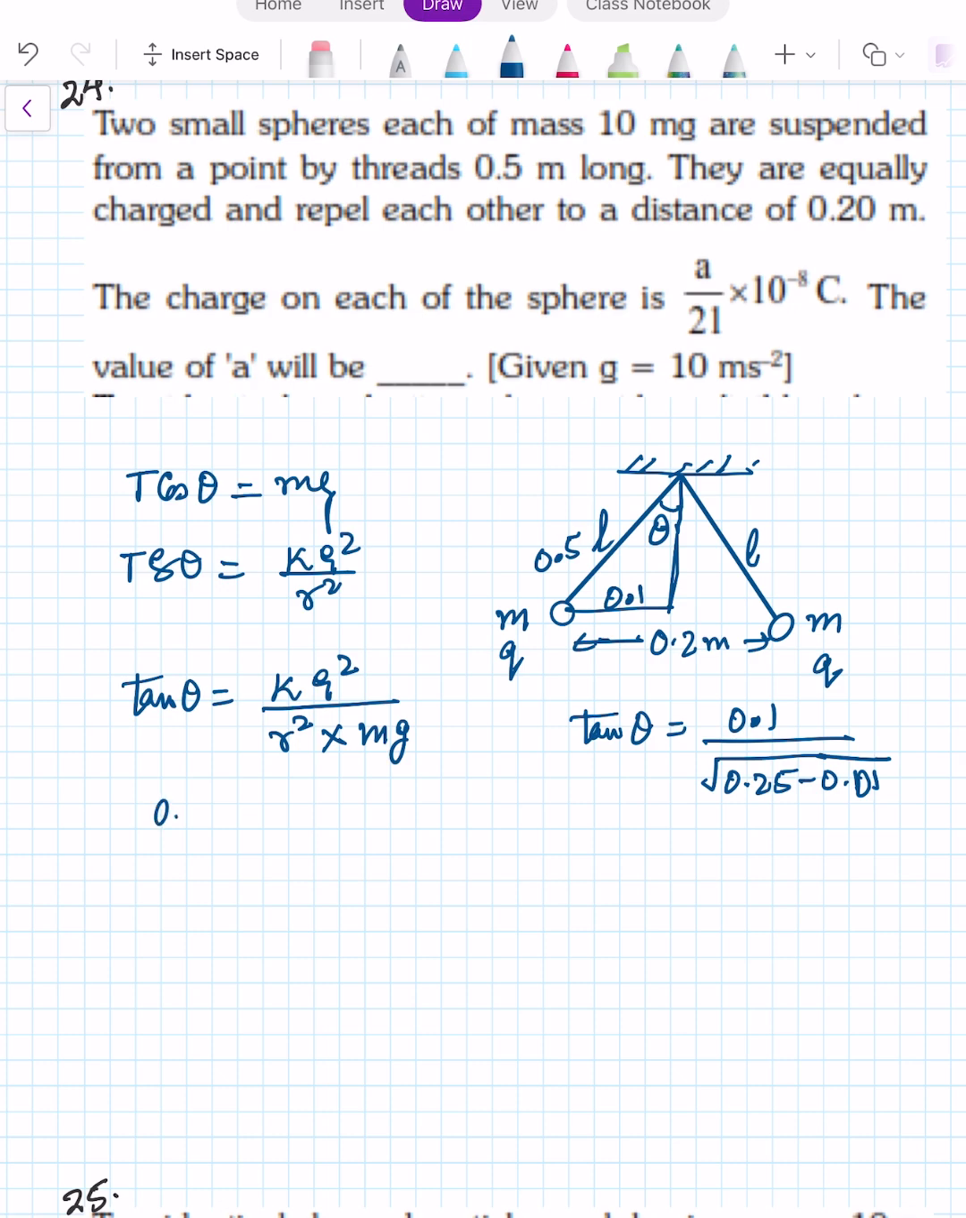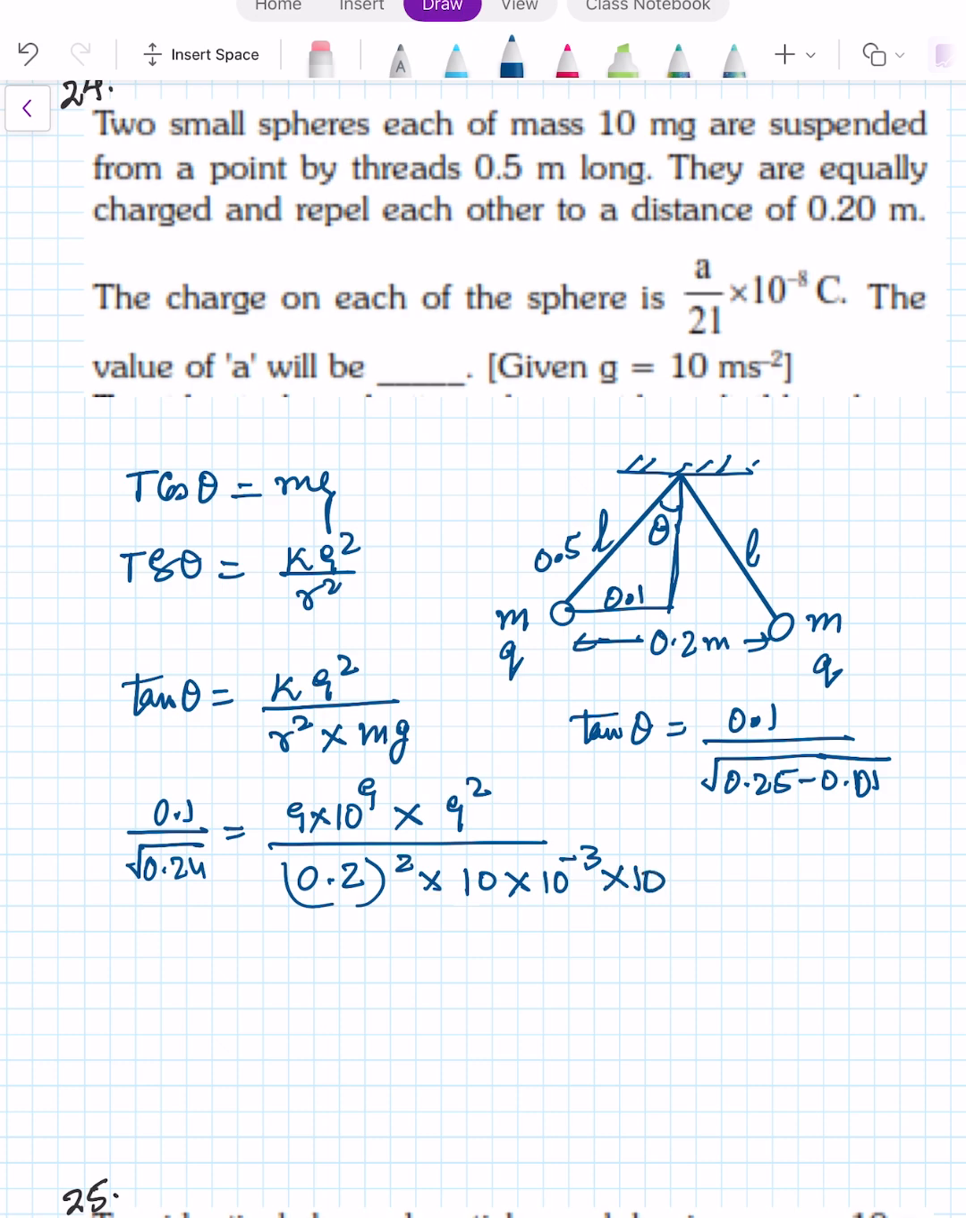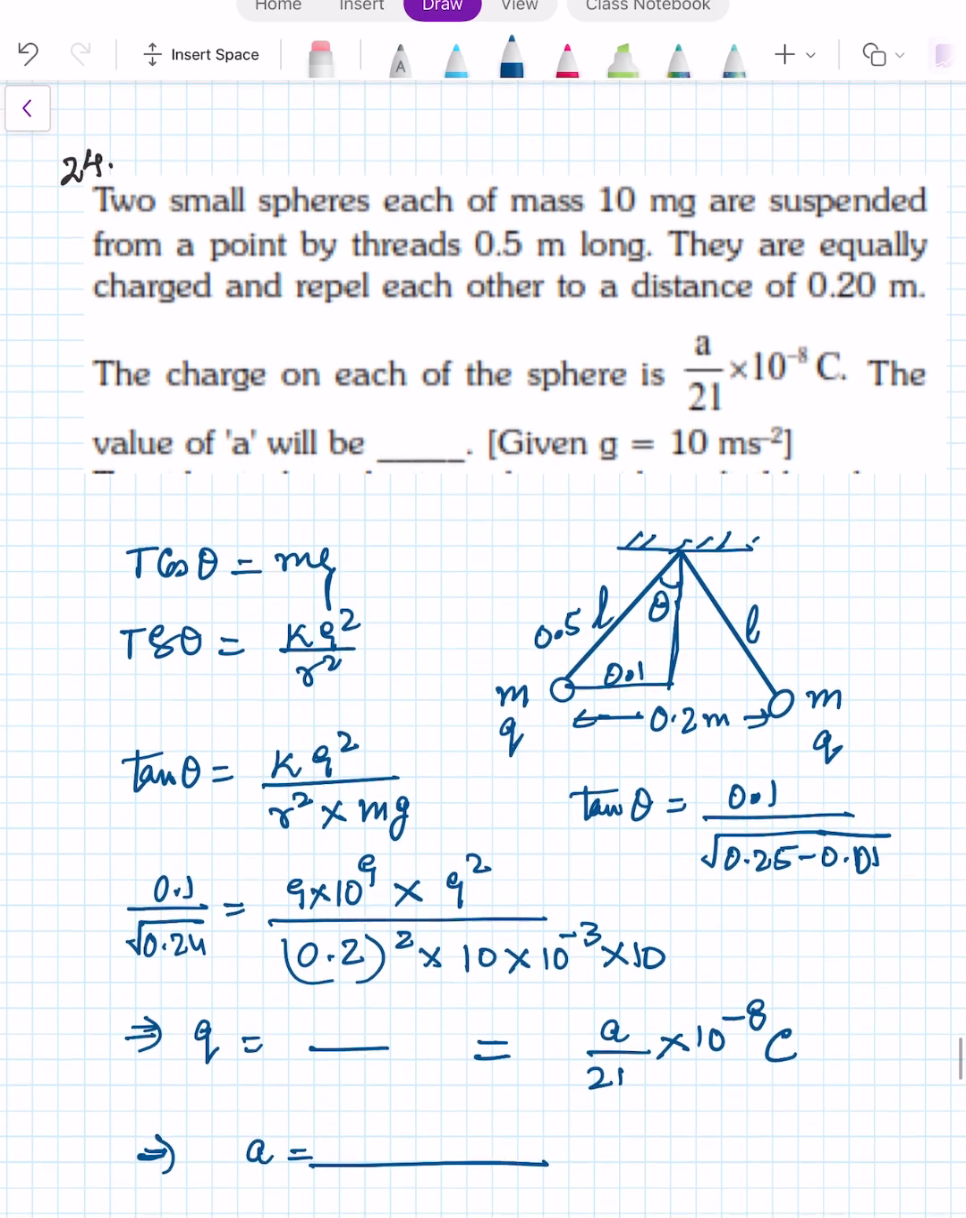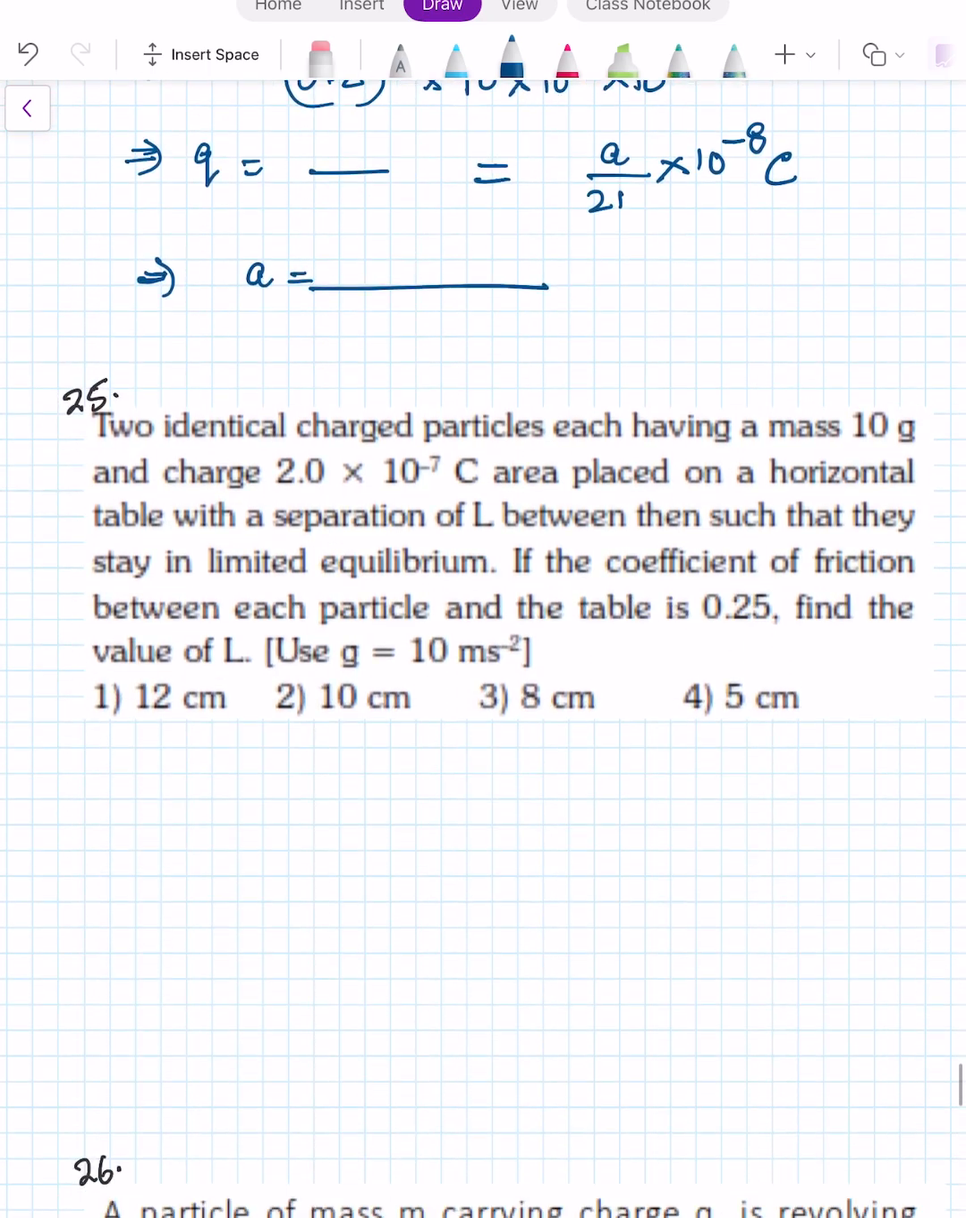So 0.1 divided by root 0.24 is equal to 9 into 10 to the power 9 into q square, r is 0.2 whole square, mass is 10 milligram so 10 into 10 power minus 3, and g value they have said to take 10. Now you have to do the calculation. Find the value of q. Compare it with a upon 21 into 10 to the power minus 8 Coulomb, and then get the value of a. This way you can do this question, right? Come to the next one.